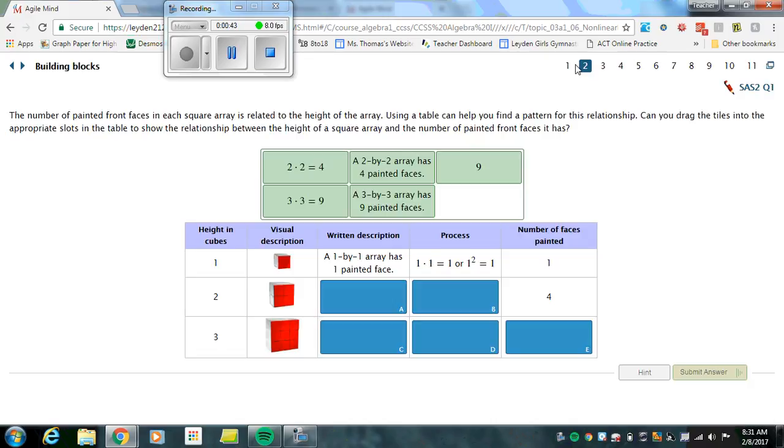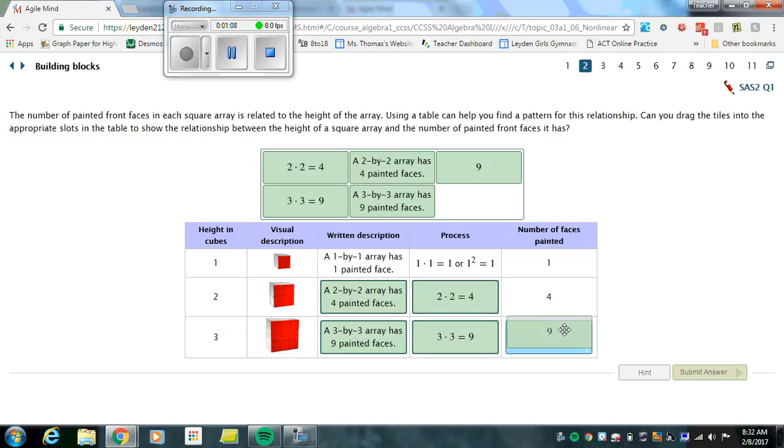All right, let's get ready to fill out our table. As you see here, we just talked about a 1 by 1 array has 1 face. A 2 by 2 array has 4 painted faces. I can write that down as 2 times 2 equals 4. A 3 by 3 array has 9 painted faces. I can write that down as 3 times 3 equals 9, which means the number of faces painted is 9. Let's move on to the next slide.